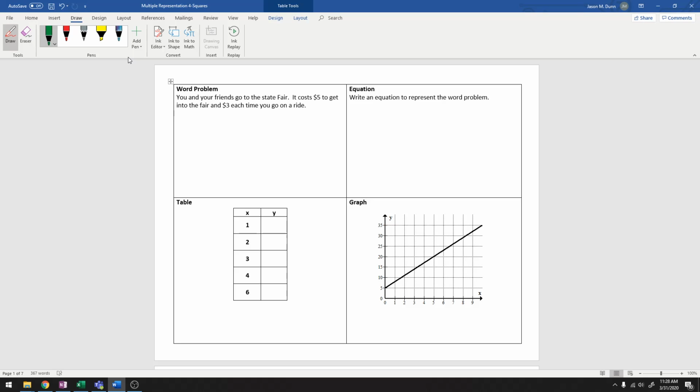And so in this first one, you've got a word problem given to you and basically nothing else. You and your friends go to the state fair. It costs $5 to get into the fair and $3 every time you go on a ride. What I might start by doing is go down into the table because we can actually use the word problem and kind of our own common sense to fill out this table. Because what that first row is representing right there, where it has a 1 in that row, is what would the cost be if you went to the fair and got exactly one ticket.